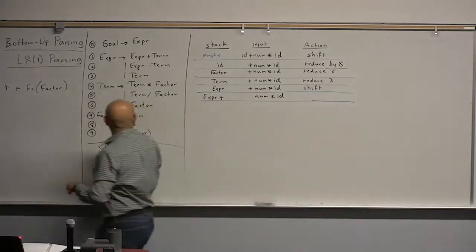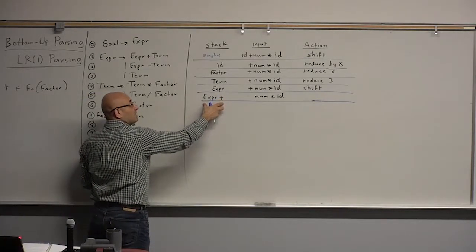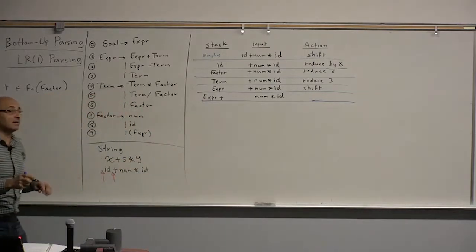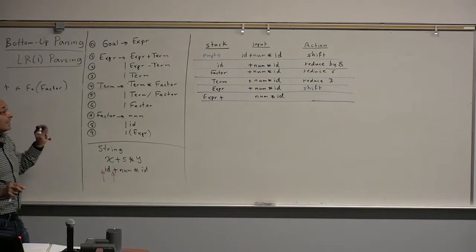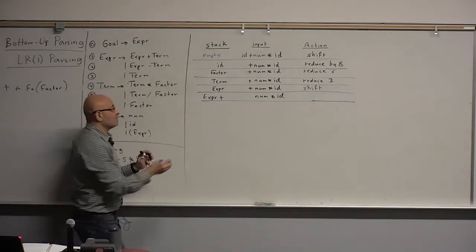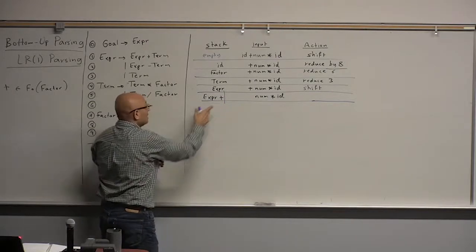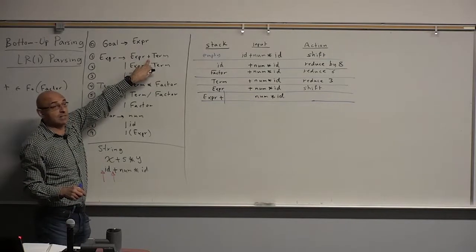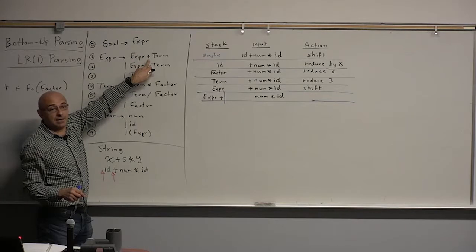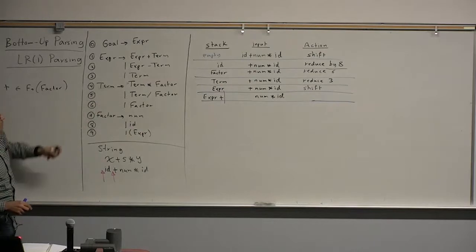Now what should I do? Do I have a rule that ends with a plus? Because I'm trying to match the top of the stack with the right-hand side of one of these rules. So I have to find a rule that ends with a plus, not contains plus, because I want to substitute something for this. This does not end with a plus. This is not a good match because the plus does not appear at the end of the right-hand side. So I don't have any match. I don't have anything that ends with a plus. So I can't reduce, then I shift.